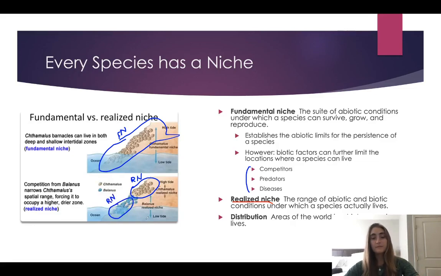Okay. And then distribution is just in reference to where in the world those conditions can be present. So this barnacle can't only survive in this one area. They're probably distributed around the world where those same abiotic conditions can be found.